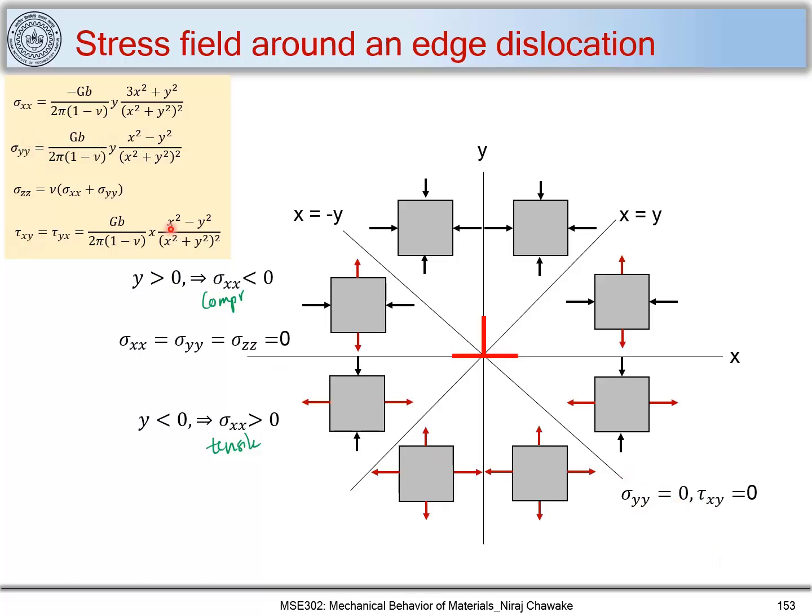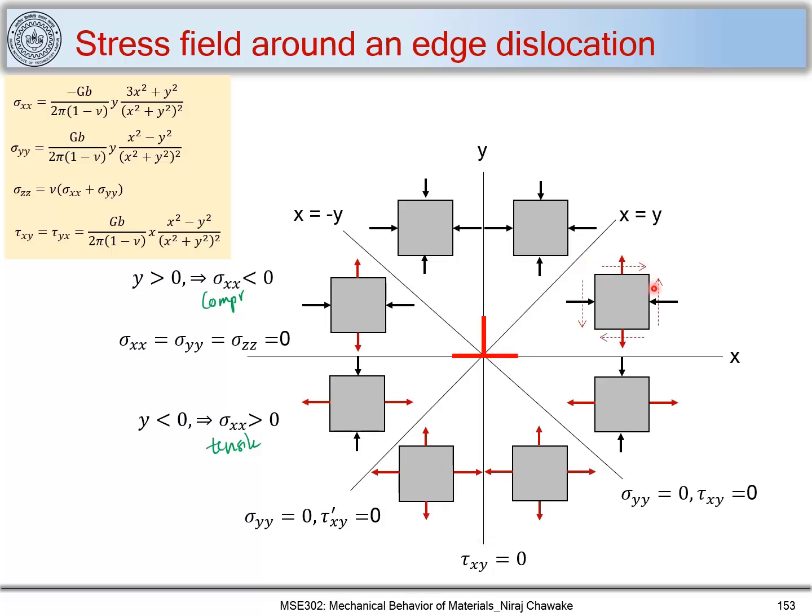Similarly, tau xy, where we have this term x square minus y square. So on these lines, sigma yy and tau xy will be 0. Here also sigma yy equal to 0 and tau xy is also equal to 0. On this axis, that is y axis, where x is 0, you have tau xy, which has this term x, so it turns out to be tau xy equal to 0 on this axis, which is the y axis.